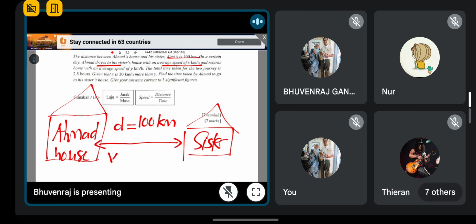So I can write V lah. Saya guna simbol V for laju. So V equals X kilometer per hour. This is going this way. Saya label macam ni. Saya letak anak panah ke atas, maksudnya menunjukkan dari Ahmad punya rumah ke sister. So next info, returns with average speed of y. So V return means this way, y kilometer per hour. And they say total time 2.5.